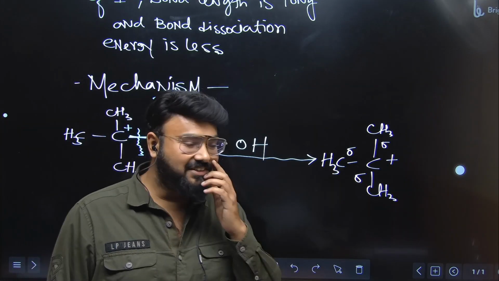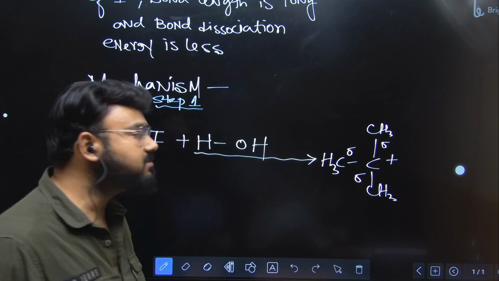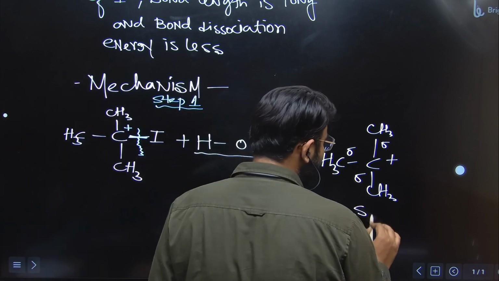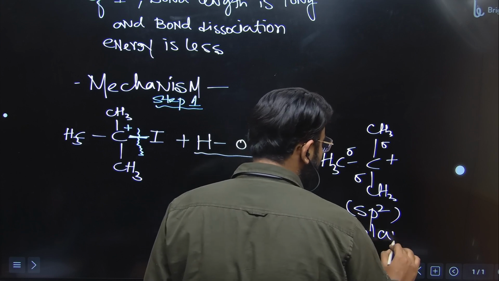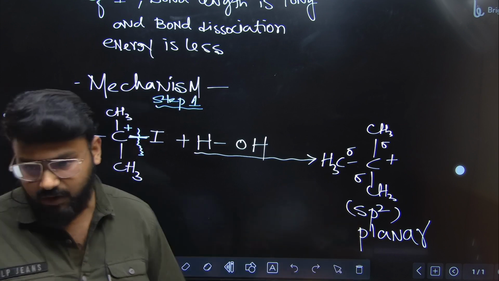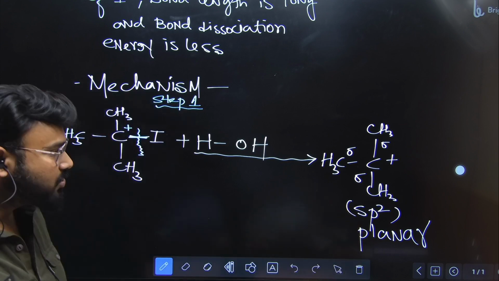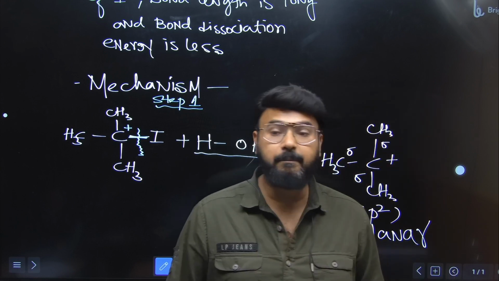So guys, three sigma bonds are there, right? So three sigma bonds means what is the nature? sp2. It is planar. I hope it is clear to everyone. This has a planar nature, right? sp2, correct? Yes or no? Yes. So what do you mean by planar nature?